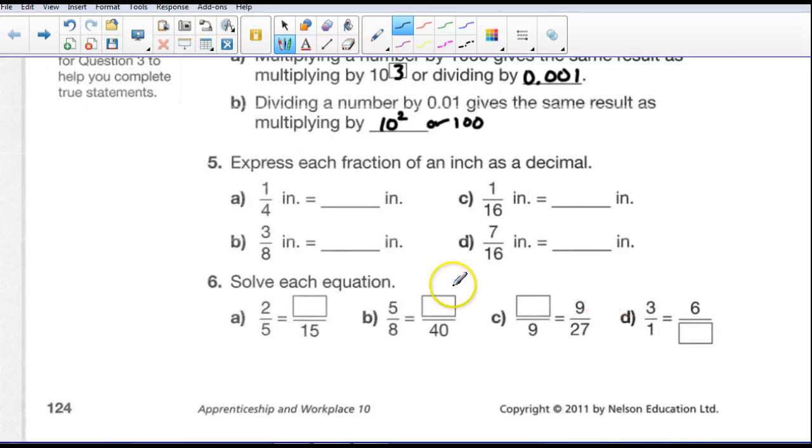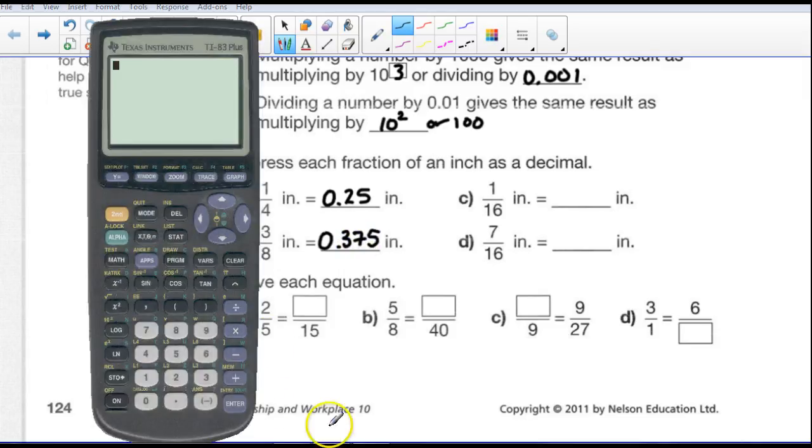Express each fraction of an inch as a decimal. Well, 1/4, we can take our calculator and do 1 divided by 4, and we get 0.25, or 1/4 of an inch. 3/8, we can take our calculator, do 3 divided by 8, and we get 0.375, I believe. Let's just double check that. 3 divided by 8 equals 0.375.